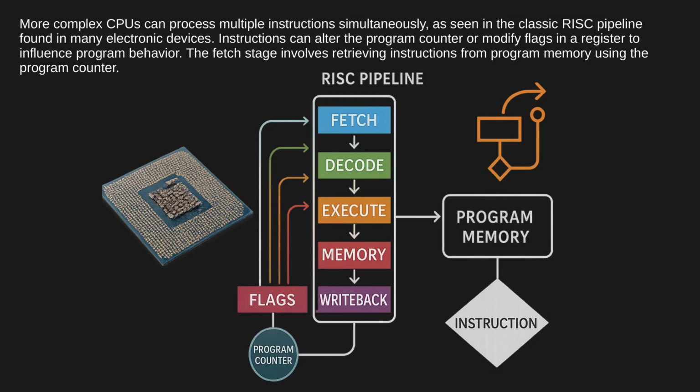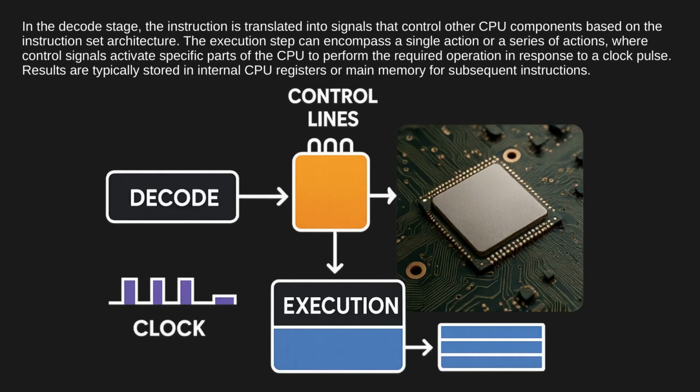The fetch stage involves retrieving instructions from program memory using the program counter. In the decode stage, the instruction is translated into signals that control other CPU components based on the instruction set architecture. The execution step can encompass a single action or a series of actions where control signals activate specific parts of the CPU to perform the required operation in response to a clock pulse. Results are typically stored in internal CPU registers or main memory for subsequent instructions.